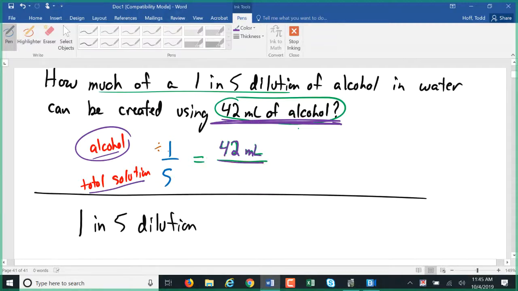When we have a missing number in a proportion, we take the 2 numbers that are diagonal. 5 and 42 are diagonal. We multiply those together. That's 5 times 42 is 210. Then the other number that's diagonal with the missing number, we divide by that number. 210 divided by 1 is just 210. And our units have to stay milliliters.